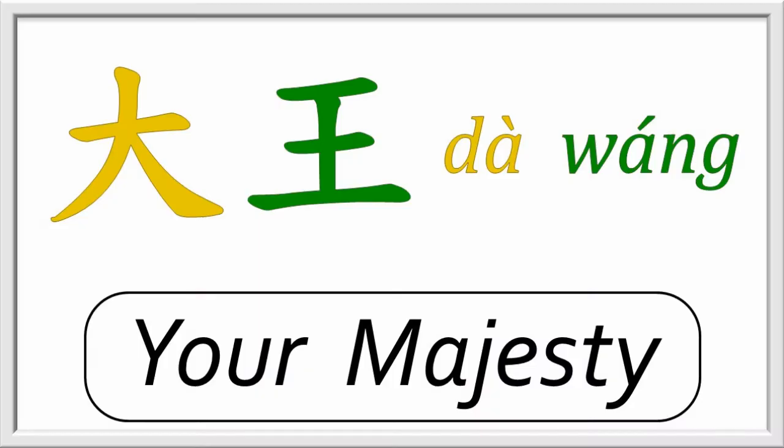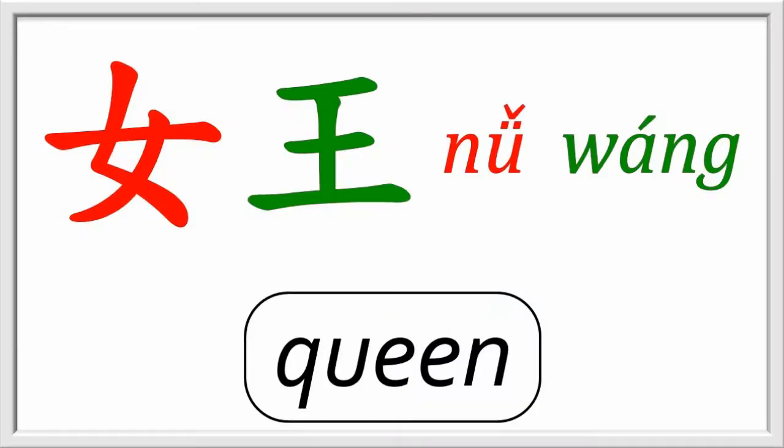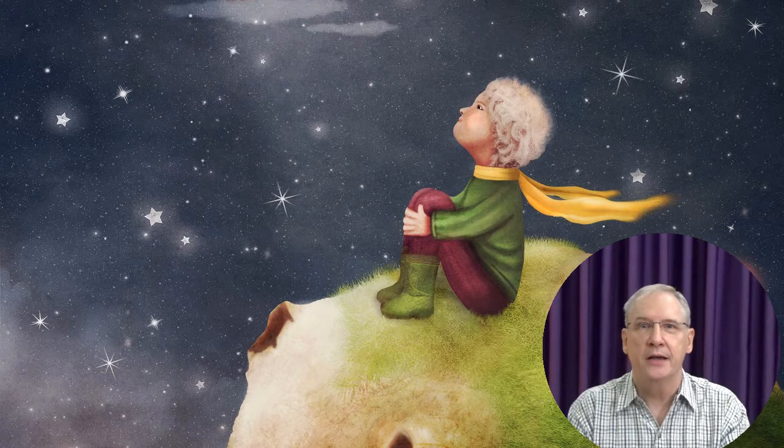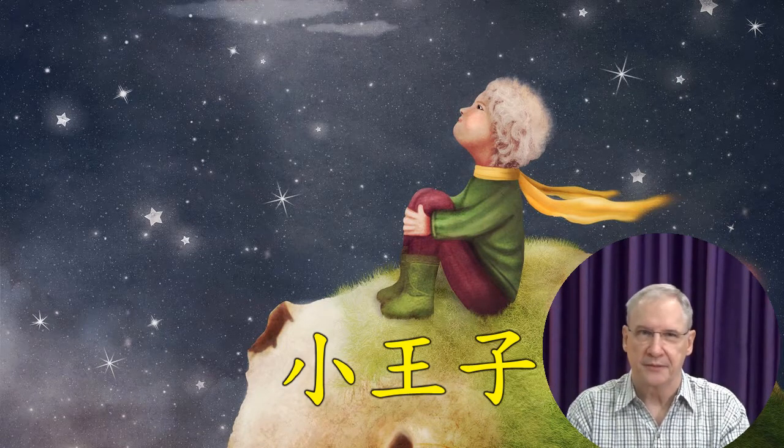If that pronunciation sounds familiar, as in a common Chinese family name, you would be right. As in English, king, Wang in Chinese is also a surname. In Chinese movies and traditional soap operas, you will often hear underlings address the king as Da Wang, Your Majesty. A queen would be Nu Wang, and a prince, the future king, is Wang Zi. The famous story by Saint-Exupéry, The Little Prince, translates as Xiao Wangzi in Mandarin.